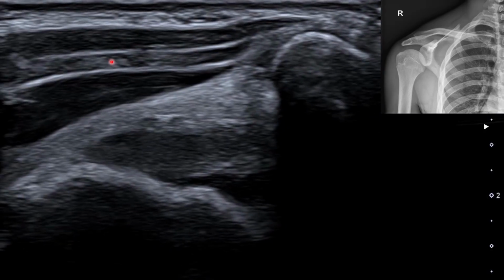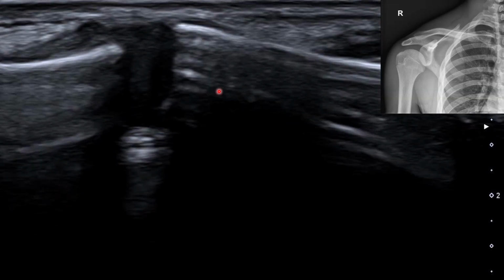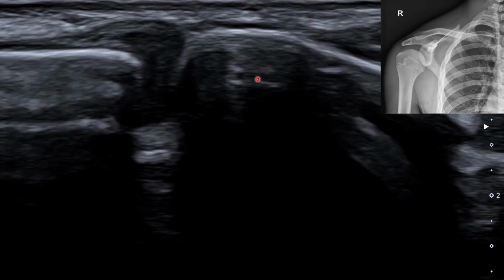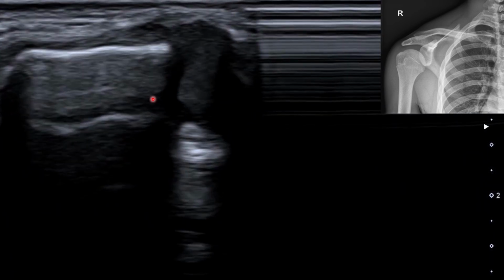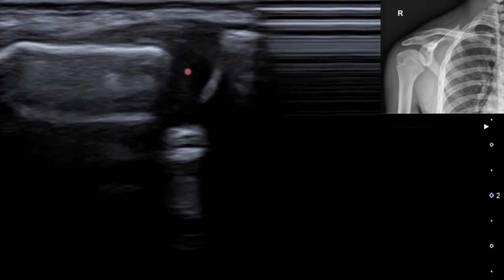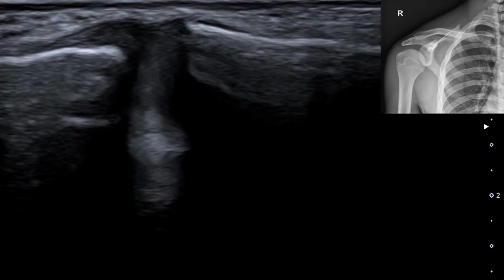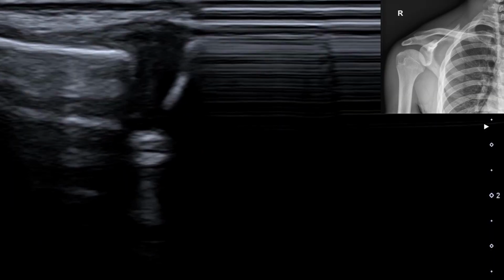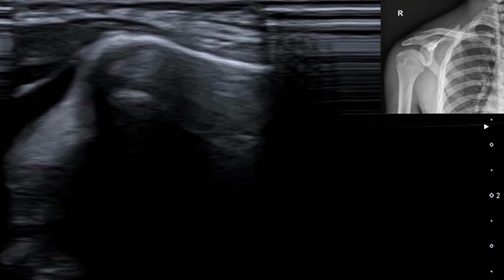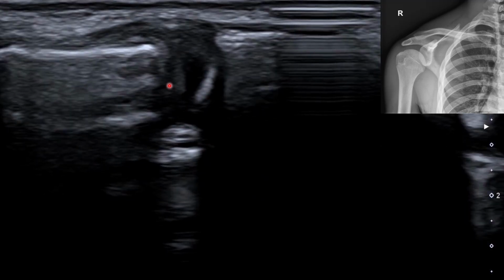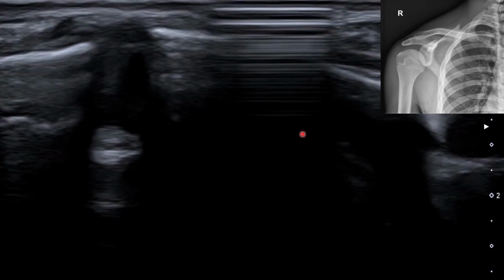So this is the acromioclavicular joint. So this is the AC joint. The AC joint is looking okay. It looks fine, as you can see there. So you can appreciate what is going on there. There's no obvious fracture there. Okay.